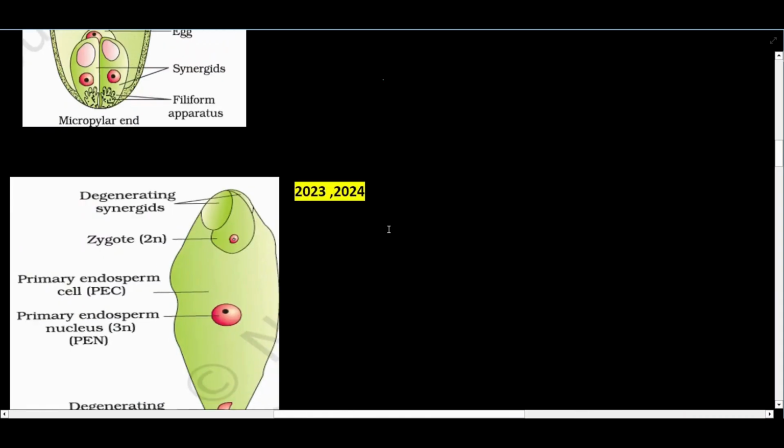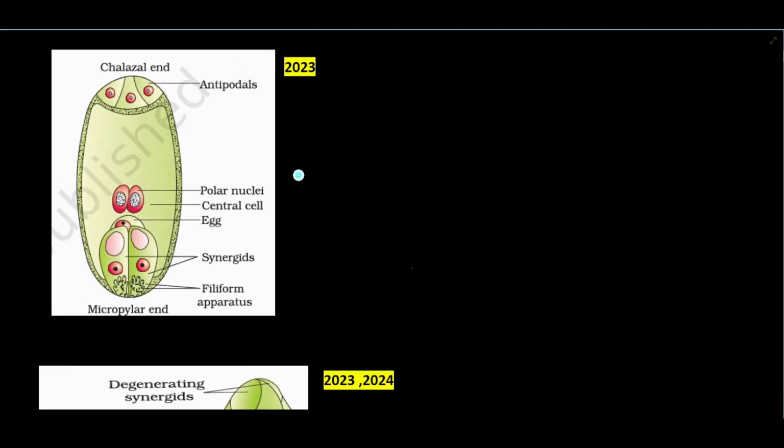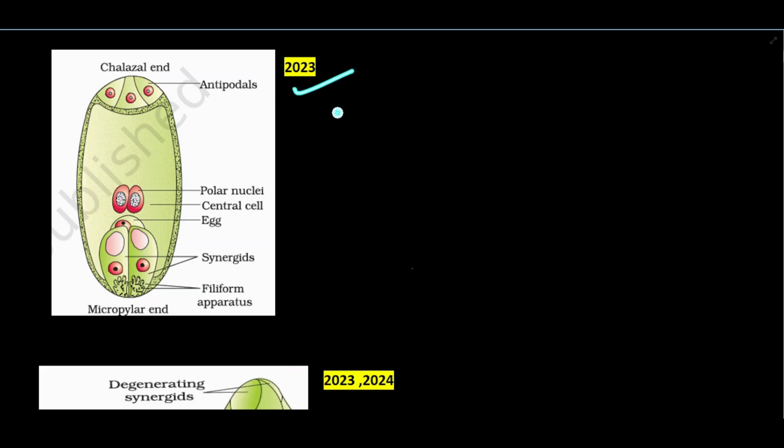The next diagram will be the structure of the mature embryo sac. This diagram has been asked in the 2023 board examinations. Each and every part of this is also very important.